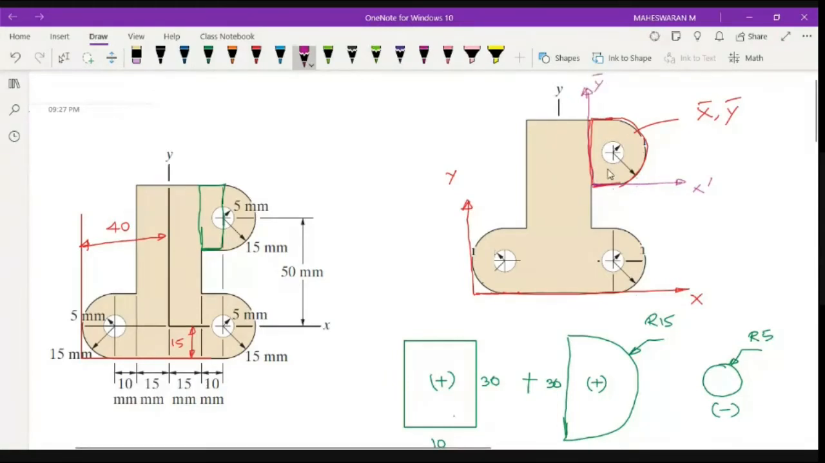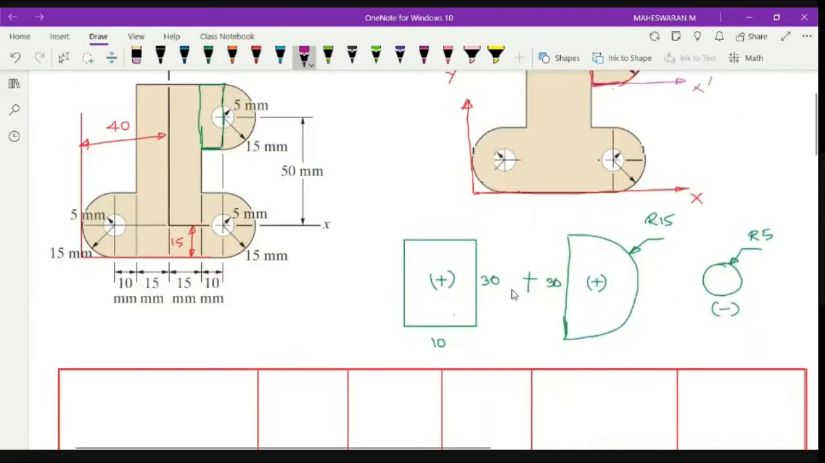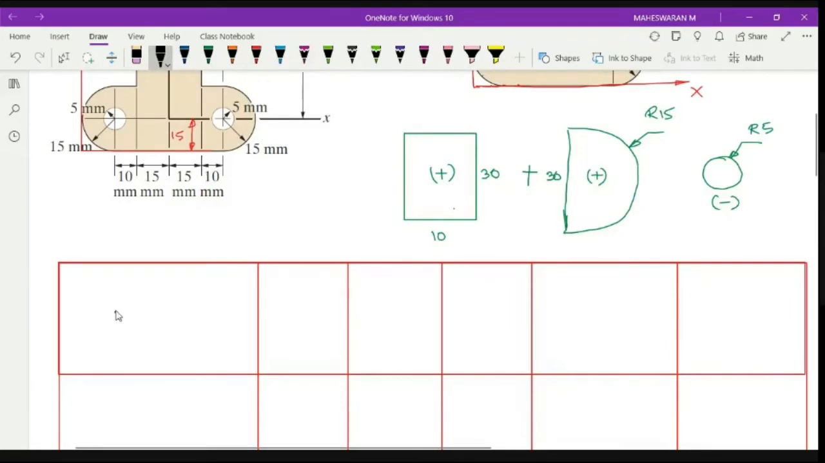Based on this only, I am going to solve this particular shape alone. Let us consider what will be the values with respect to this. I have a tabulation here. The first one is section, second one is area A, then small x bar, then small y bar, then area into small x bar and area into small y bar. Let me go one by one.